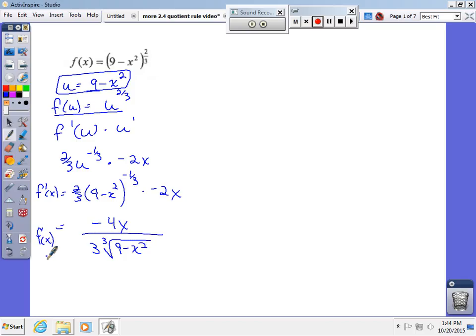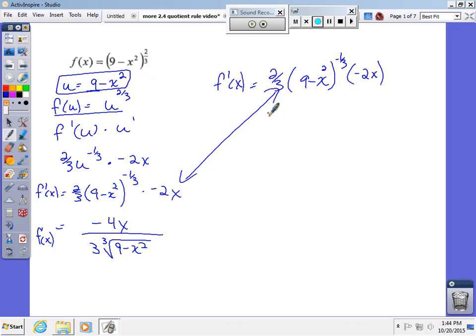Now that's the long symbolic way to do it. The faster way for f prime of x would just be bring the 2/3 out in front. Don't touch what's inside the parentheses, subtract 1 from the exponent, and now take the derivative of the inside, which is negative 2x. And I'm not going to simplify that, but as you can see, it ends up being the same thing. Okay, now let's get to ones that are a little bit harder.